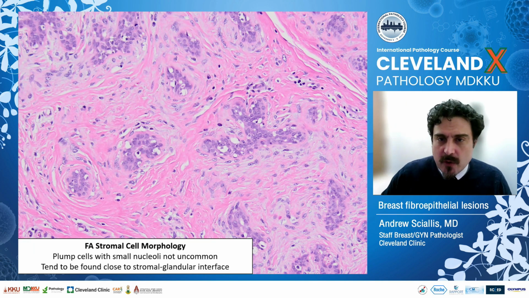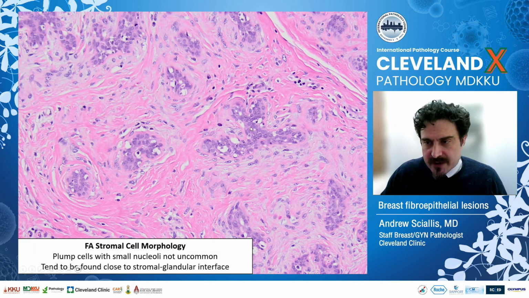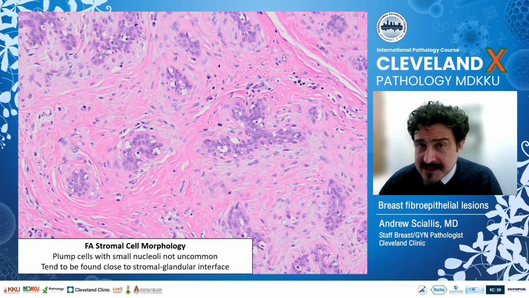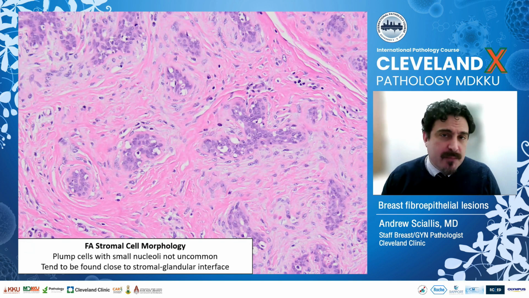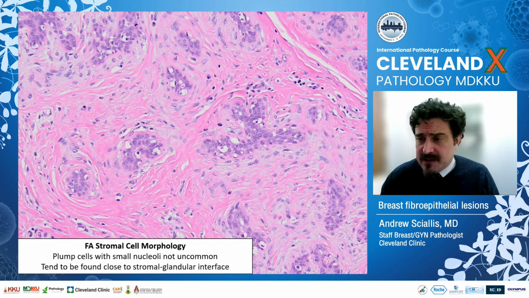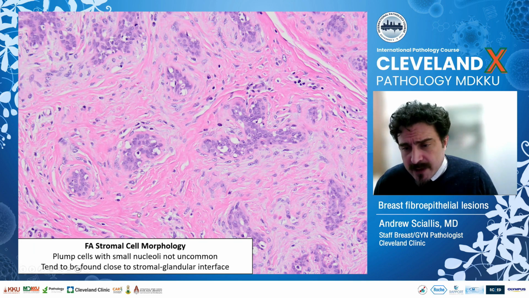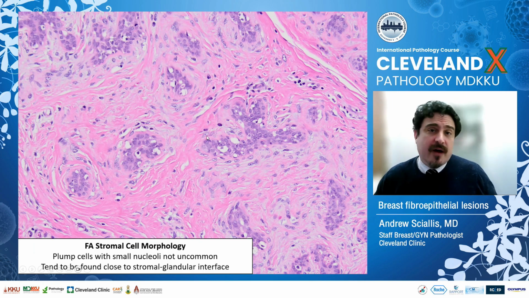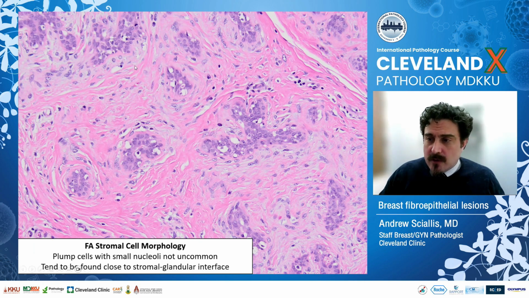The closer the stromal cells are to the glandular component, the more plump I think they tend to be. I don't know what the science is behind that, but that seems to be the common observation: the further out we get, the cells tend to get a little bit more spindled, while closer in they seem to be a little bit more plump. And sometimes this is where you find mitotic figures as well, when they're closer to the glandular element.